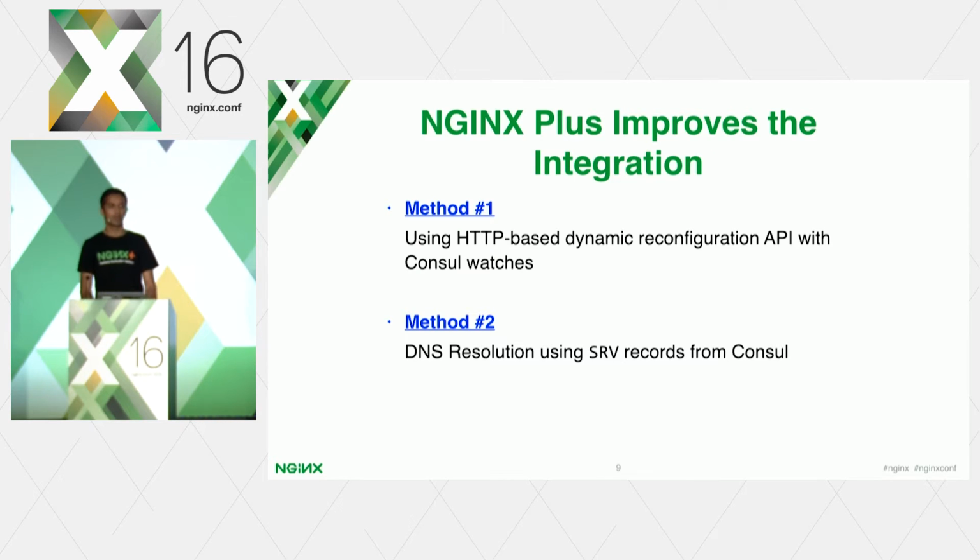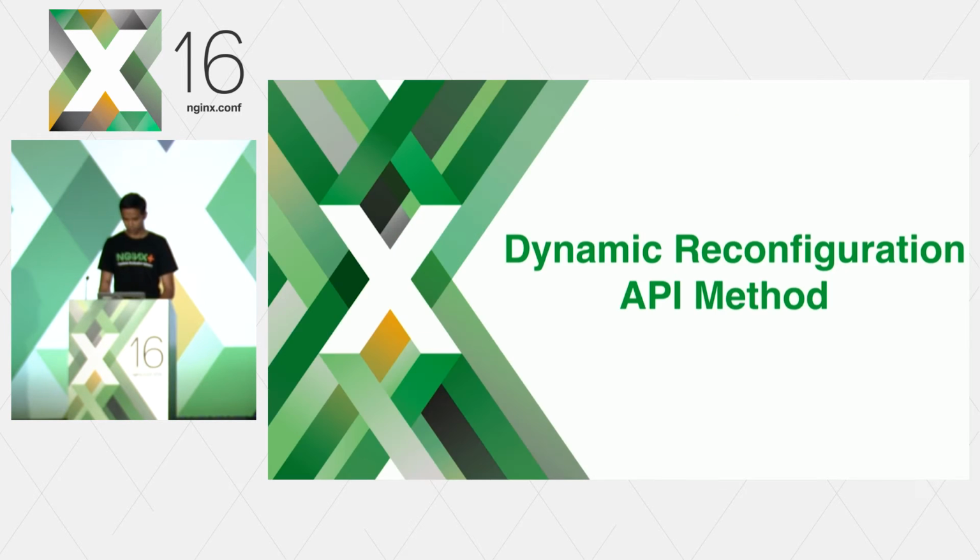So this is where NGINX Plus can improve the integration using two methods. First, using the HTTP-based dynamic reconfiguration API, along with the feature of Consul called Consul Watches. And then the second method, which is DNS resolution using SRV records. So we'll go into both of these. Let's first go into the first method, which is the dynamic reconfiguration API method.